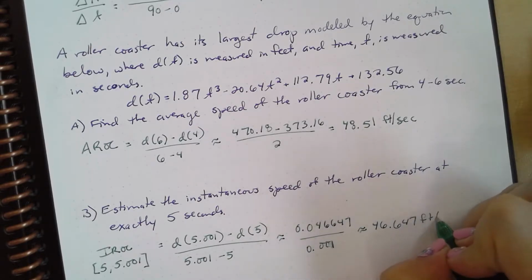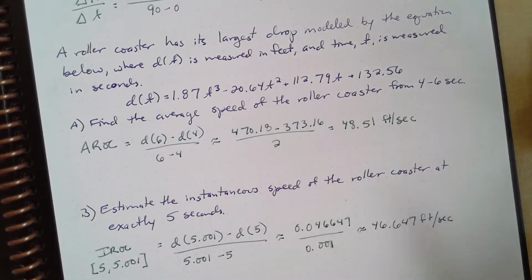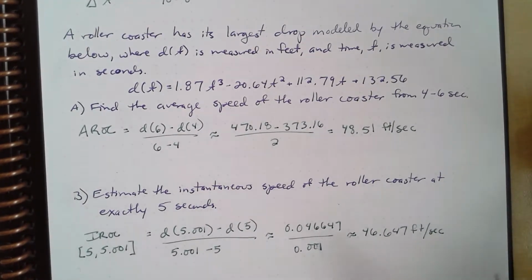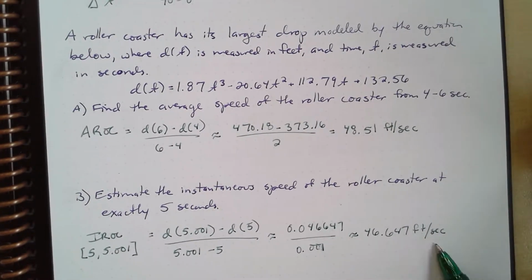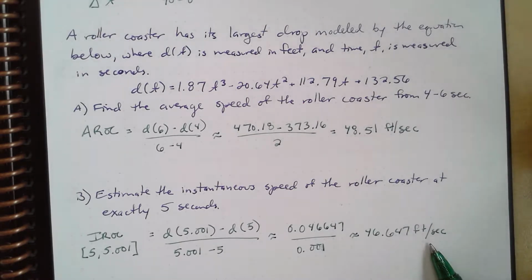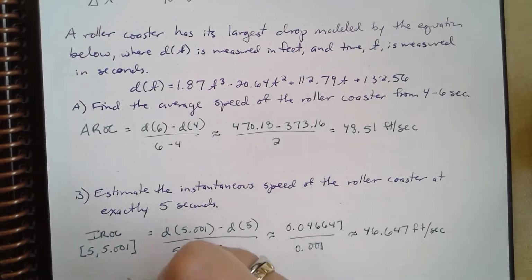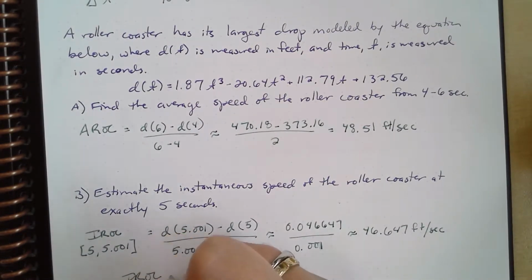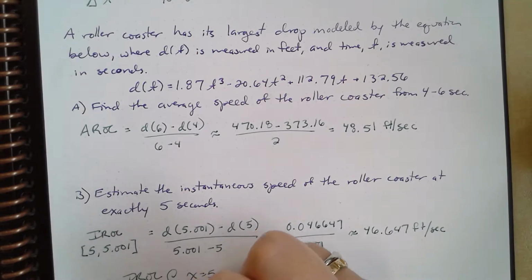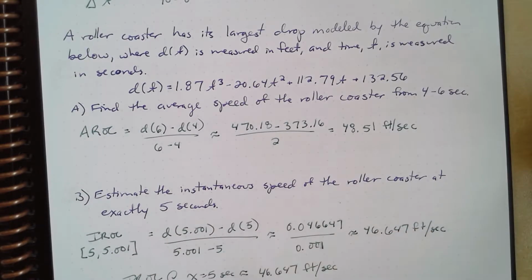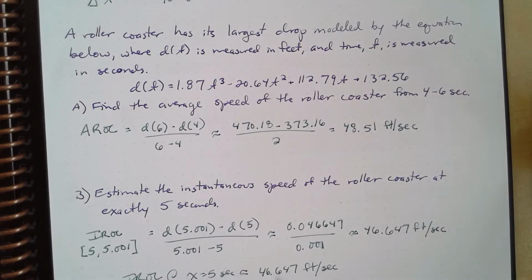Which is about 46.647 feet per second. I want to take a moment here to note that when you are writing on the AP exam, you can lose points for not labeling on your free response questions, so we will be doing that throughout the course. So the instantaneous rate of change at x equals 5 seconds is approximately 46.647 feet per second. Also note that I use 3 decimal places. So labeling and 3 decimal places, you need both on the AP exam.